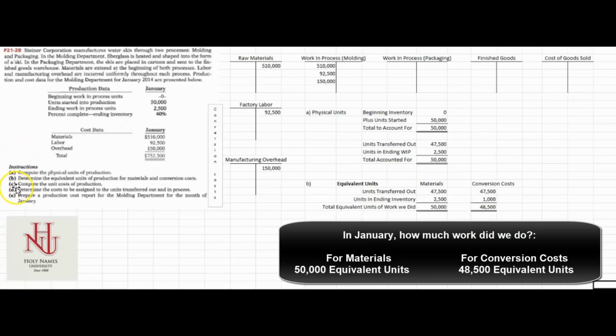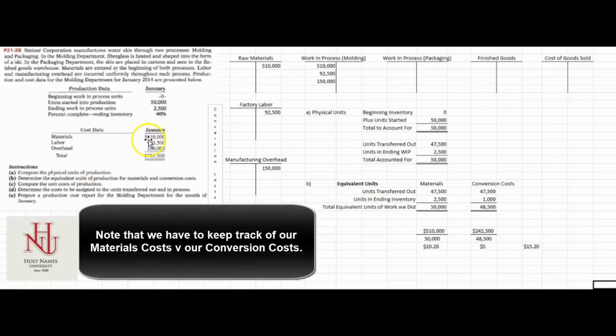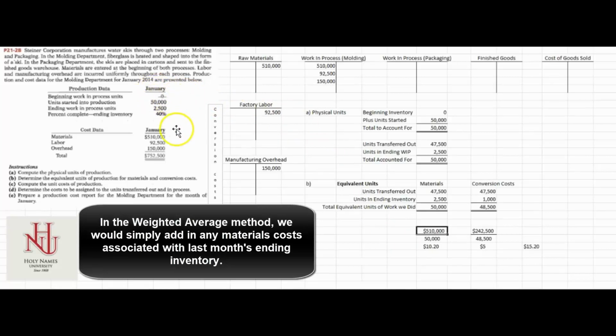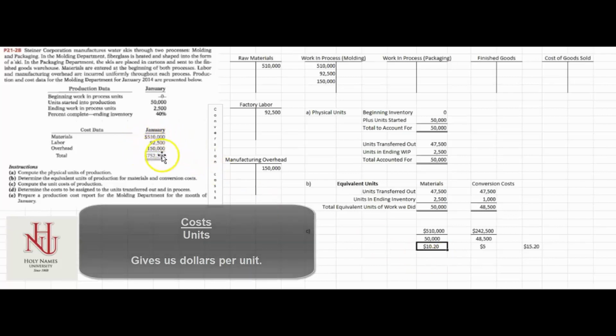Part C says compute the unit costs of production. Well, we have $510,000 on materials costs. If we had beginning inventory, those dollars that were spent on materials would be added in. But in this case, there were 0 units in beginning inventory, so all we have to worry about is the $510,000. How much work did we do? We did 50,000 units. So our dollars per unit is $10.20.